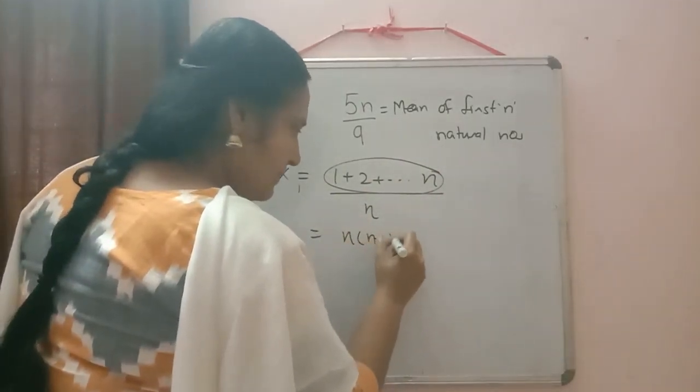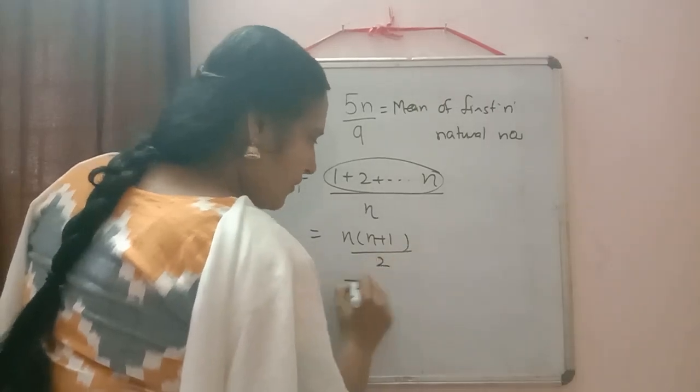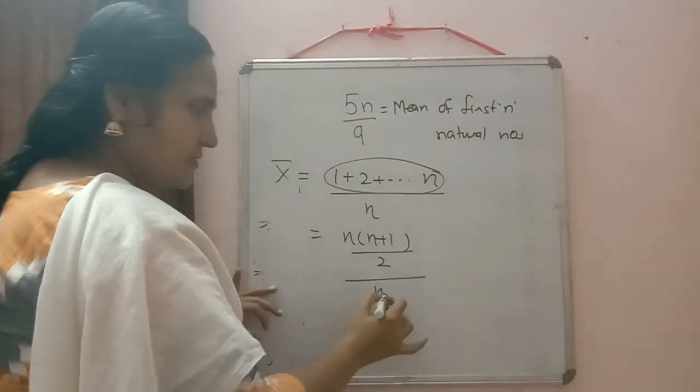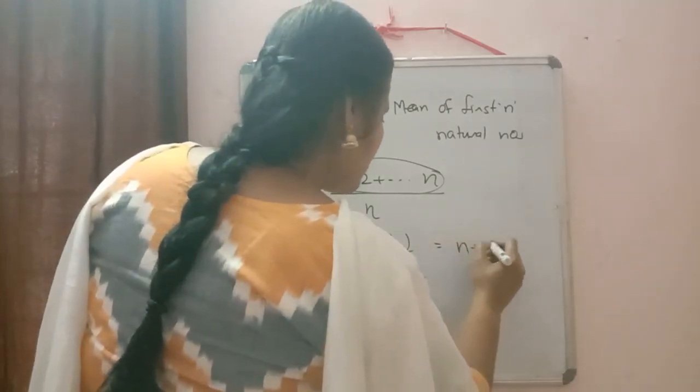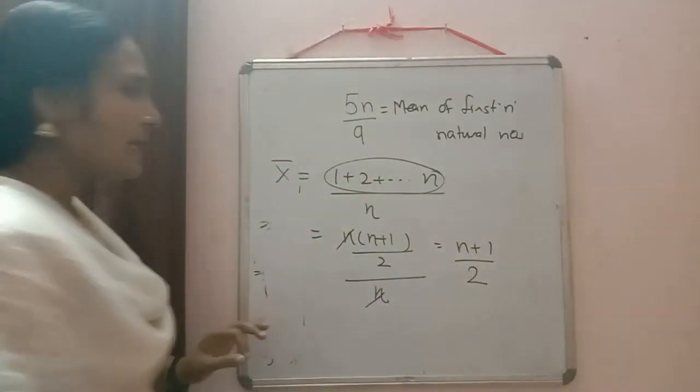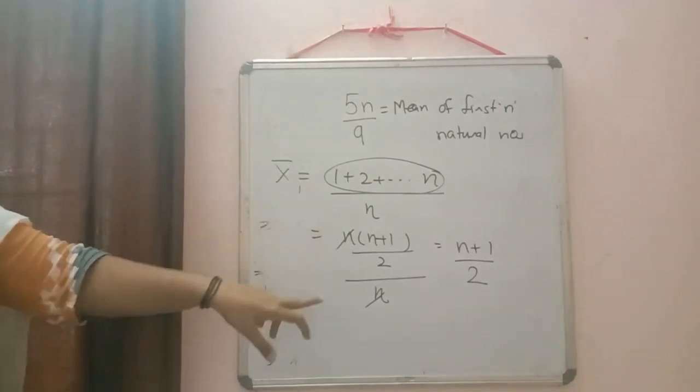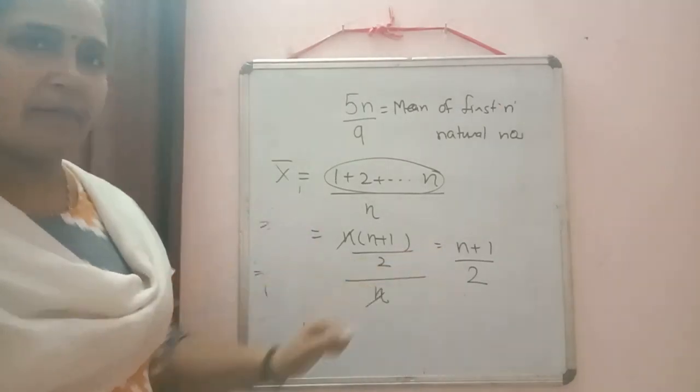Yes, n into (n plus 1) by 2, whole divided by n. So n and n will get cancelled. We'll get here (n plus 1) by 2. So we are getting the mean of the first n natural numbers is (n plus 1) by 2.